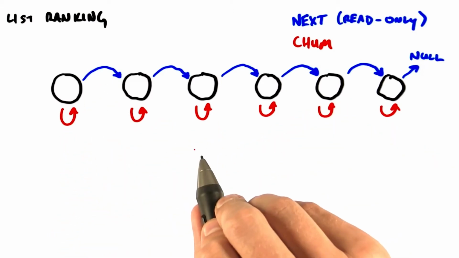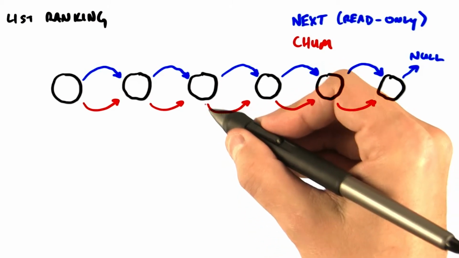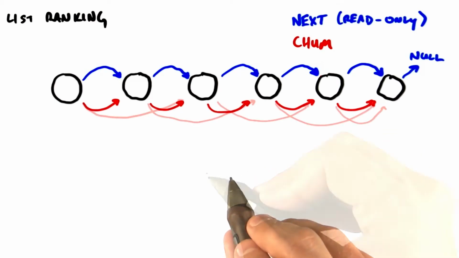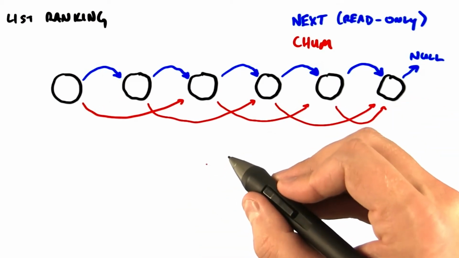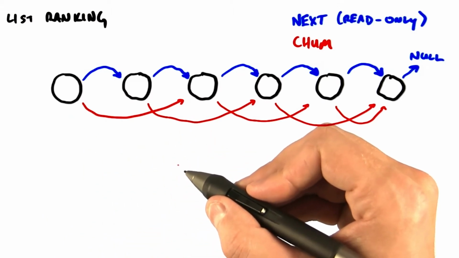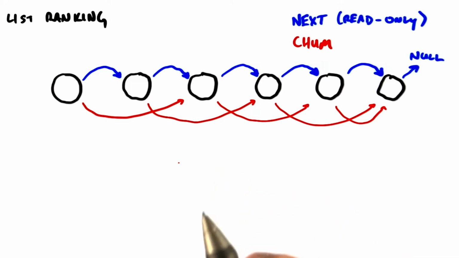So on the first iteration, it's going to look like this. So now we're going to do another iteration. So for any particular node, we look for chum and then next. So on the second iteration, it's going to look like this, and so on and so on. So on each iteration, the length of the chum pointer is going to be one more than it was on the iteration before. So the important question is, can we do better?